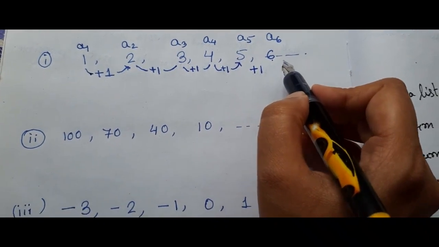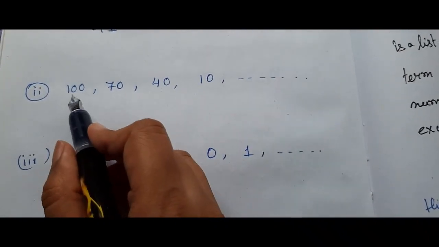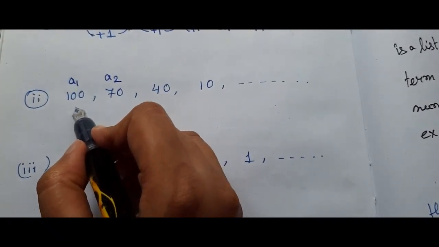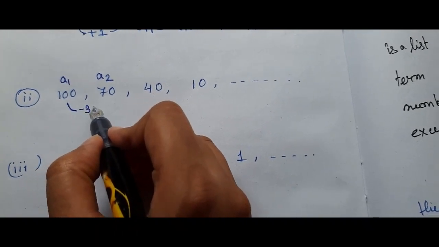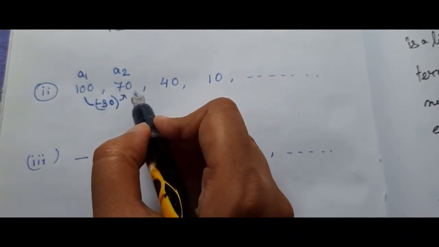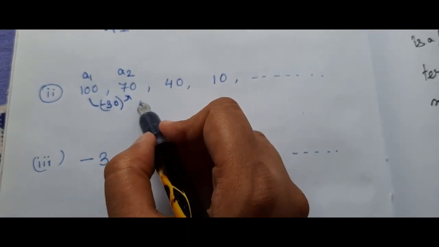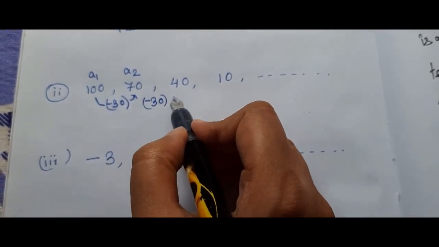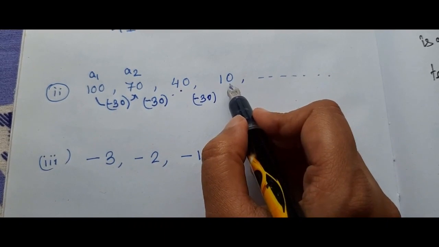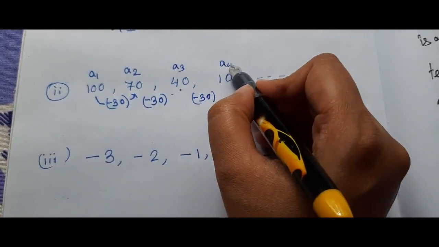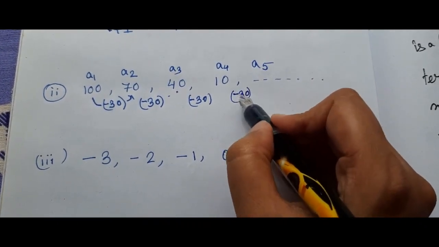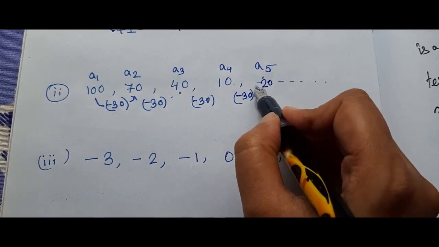Similarly, if you look at the second example, A1 is 100, A2 is 70. That means if you add minus 30, or subtract 30, you will get 70. Again, if you add minus 30 here, you will get 40. If you add minus 30 here, you will get 10. This is A3, this is A4. So what will be A5? Obviously, you have to add minus 30, so A5 will be minus 20.